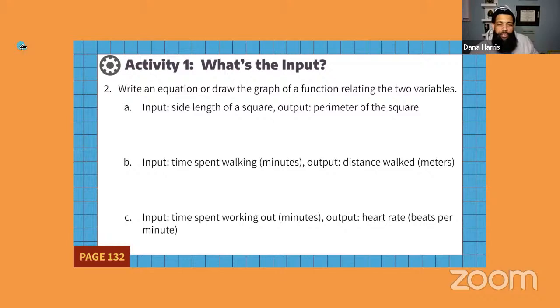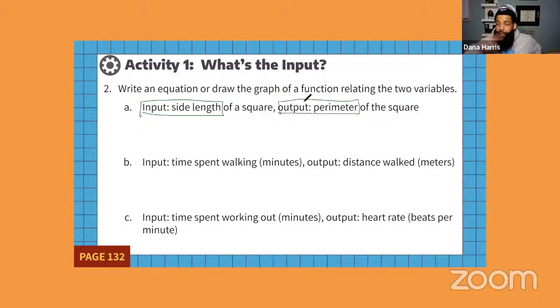Number 2, write an equation or draw the graph of a function relating the two variables. For this one, I'm going to basically just look at this. I'm not going to draw any graphs, but I want you to look. Part A gives you the input, which is the side length of a square. The output is the perimeter of the square.